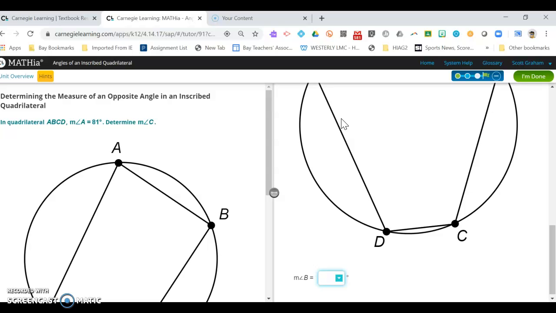Then we're going to keep doing the same until you get green check marks all across. So hopefully this helps out.